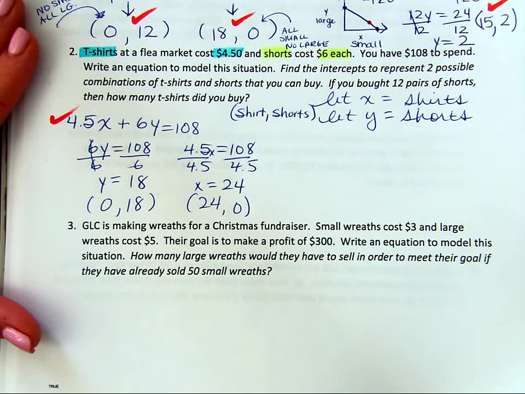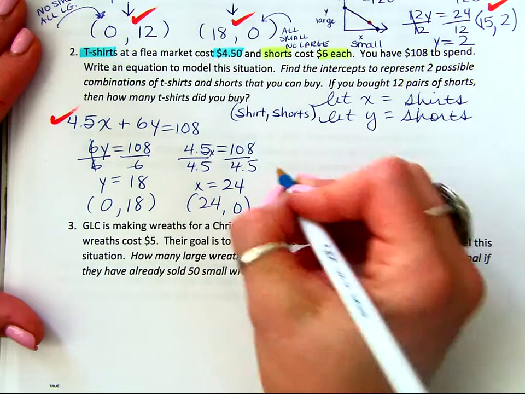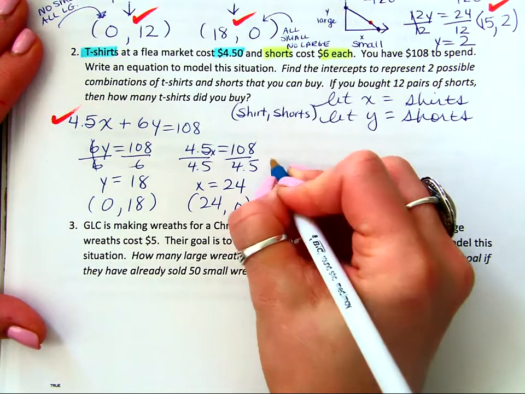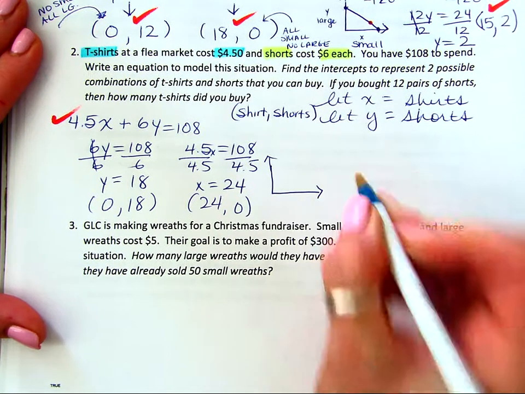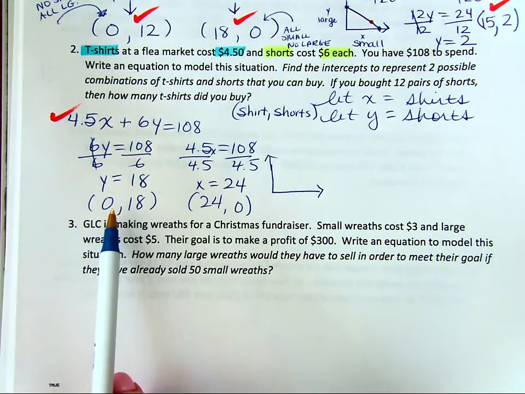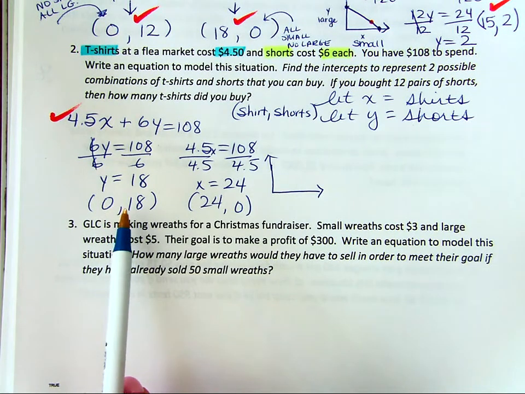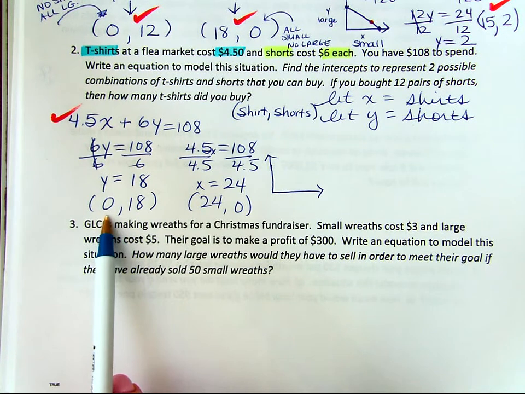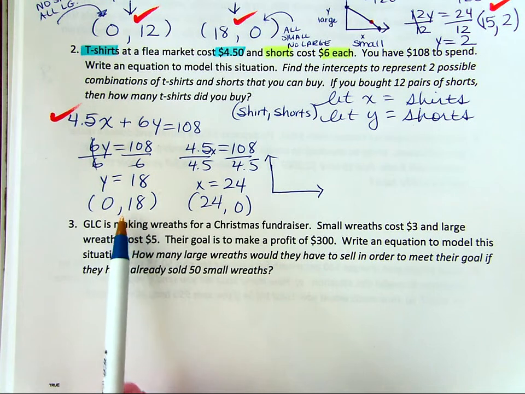So then what I would want to do next is just kind of sketch this. Explain to me what this ordered pair means, somebody. What does that mean? That means you go into the flea market and you buy all what? Shorts and no shirts. And how many shorts can you get? 18. Because you know what? Because 18 times 6 is 108.